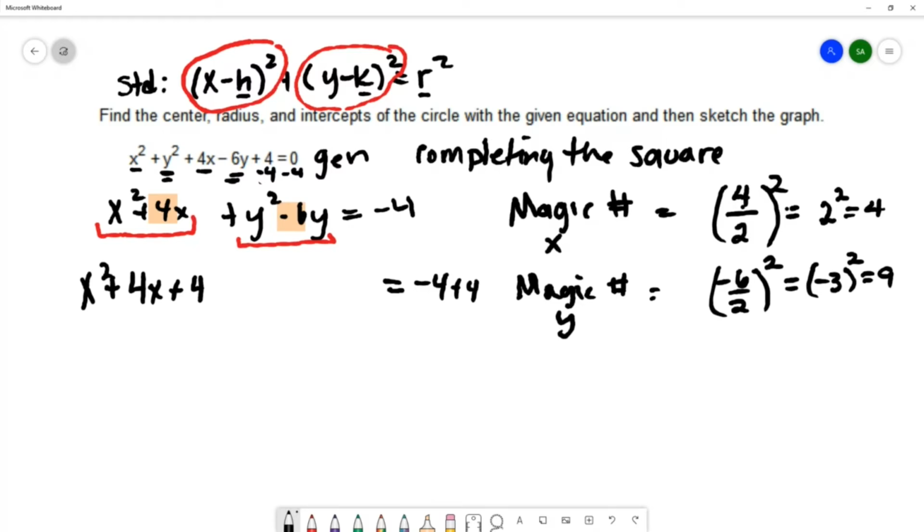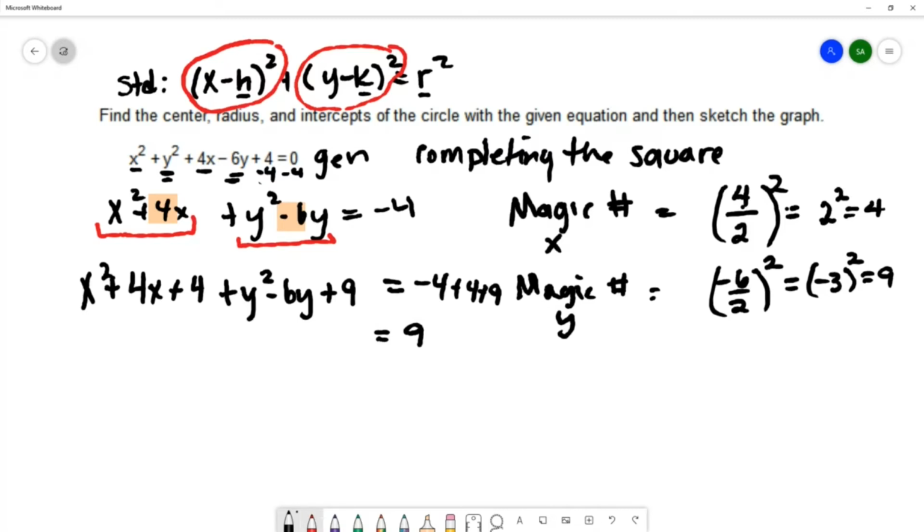Then I do the same thing with the y group. I've got y squared minus 6y, and I'm going to add the magic number 9. And I have to balance by doing the same thing on the other side of the equation. So on the other side of the equation, I have negative 4 plus 9. That works out to be 9.